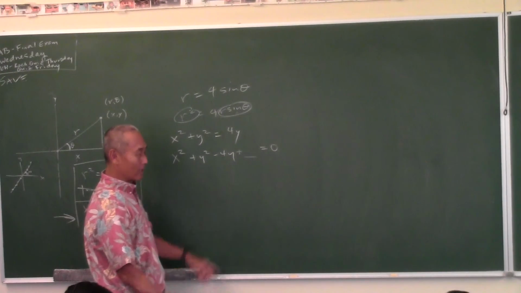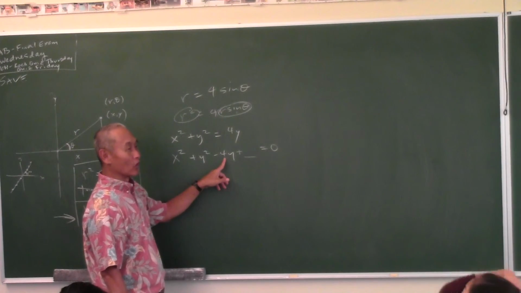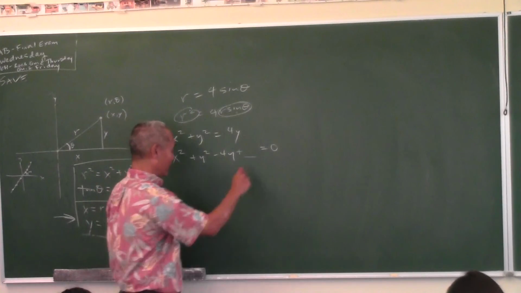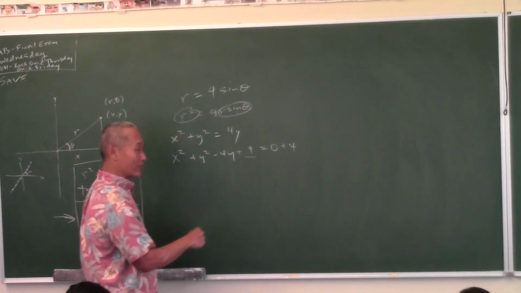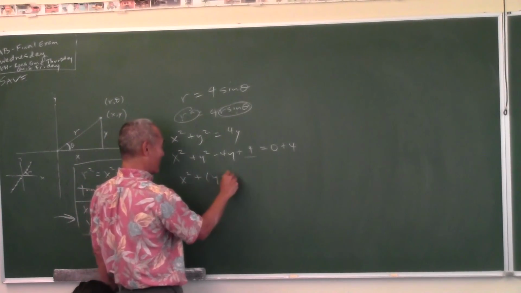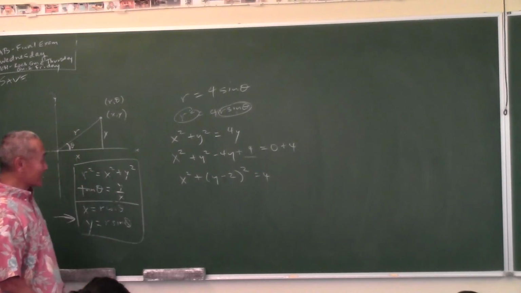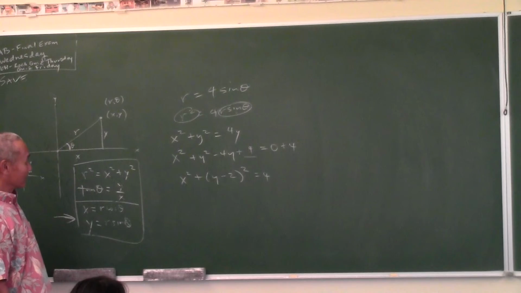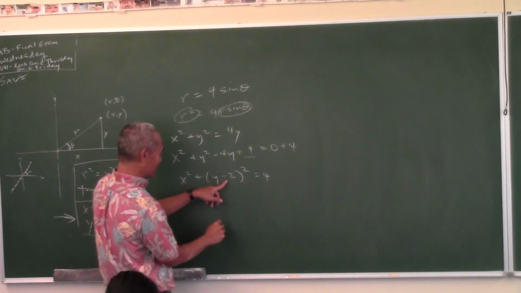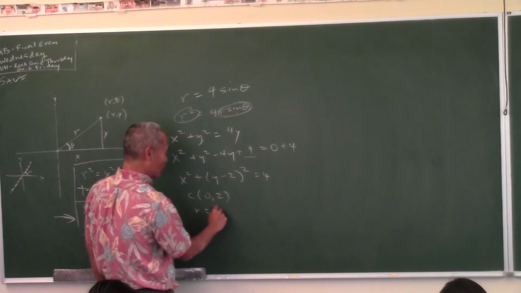What is half of negative 4? Negative 2, and then you square it. Negative 2 squared is 4. If you add 4 to the left, you have to add 4 to the right. And so now we have x squared plus (y minus 2) quantity squared equals 4. Now do you recognize that as a circle? What's the center of the circle? (0, 2). And the radius is the square root of that number, 2.